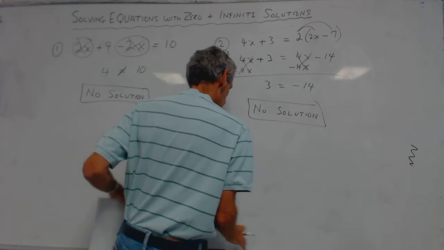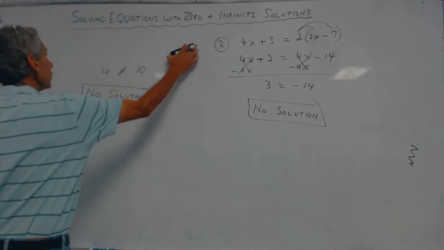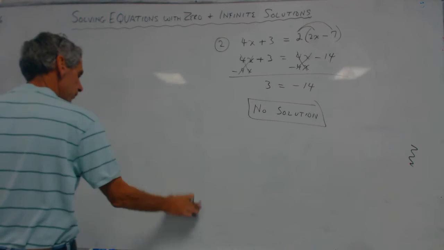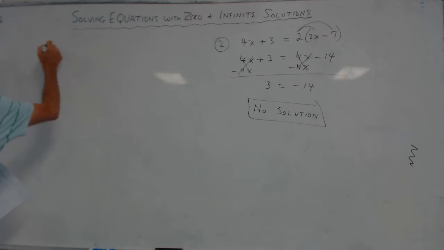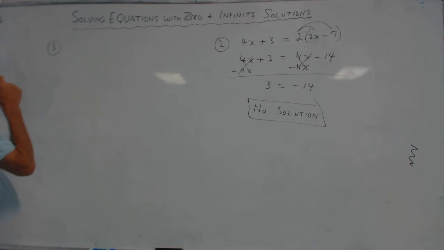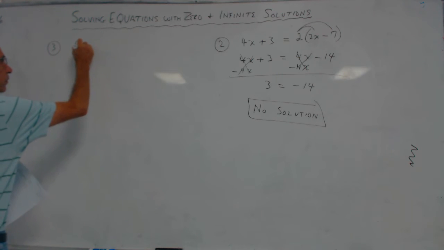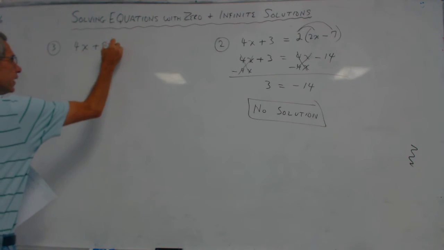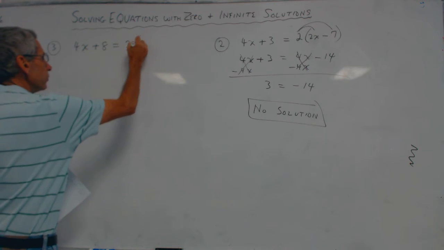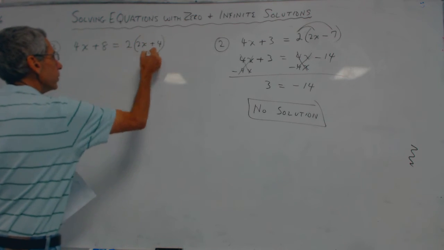All right? So that was number 2. Let's now do number 3. What if I had 4x plus 8 is equal to 2 times 2x plus 4.